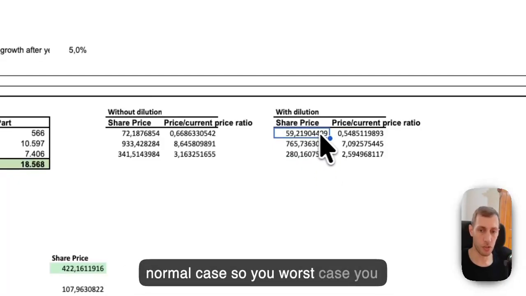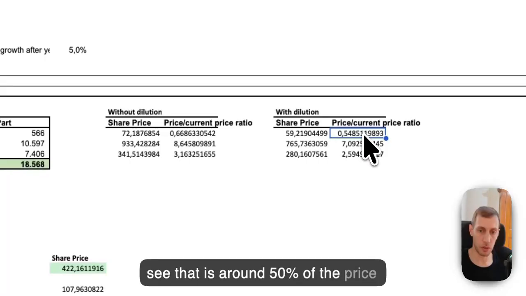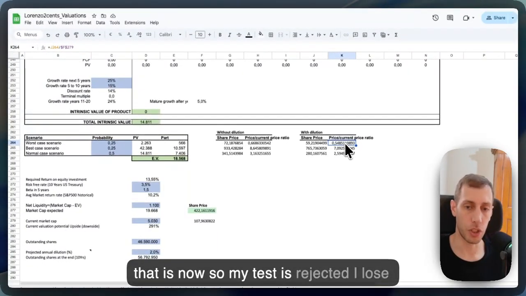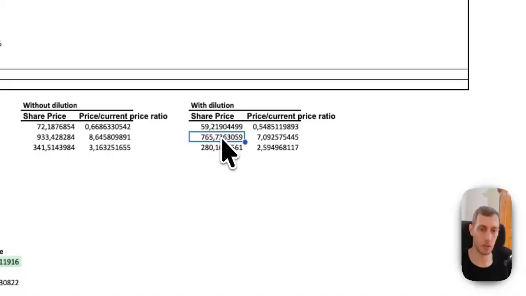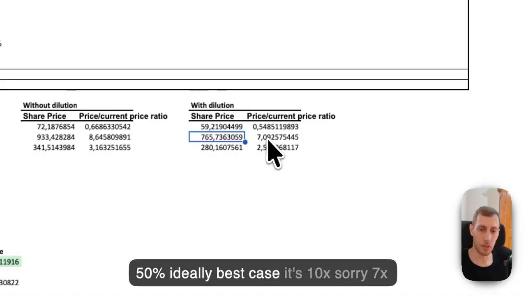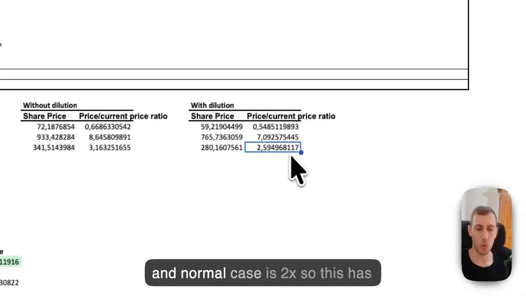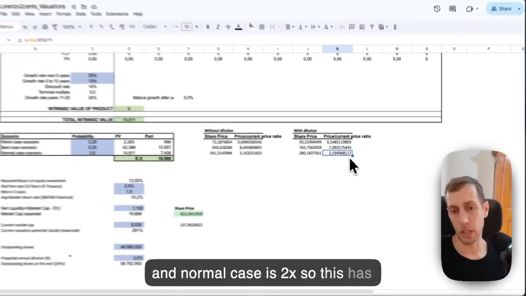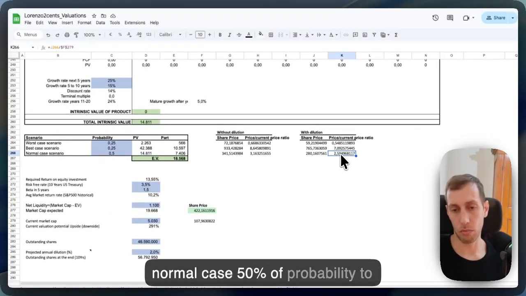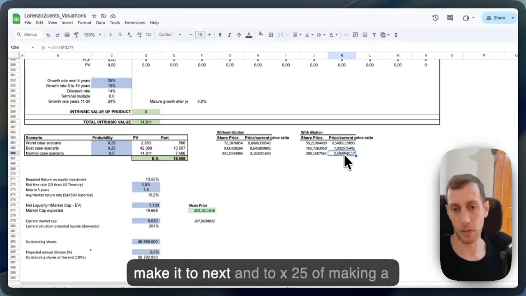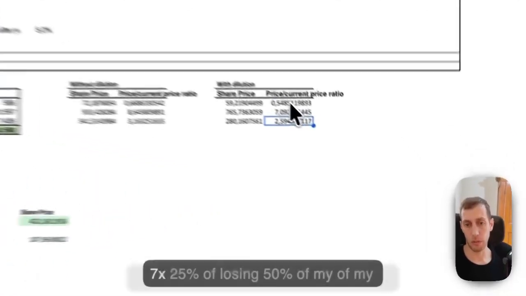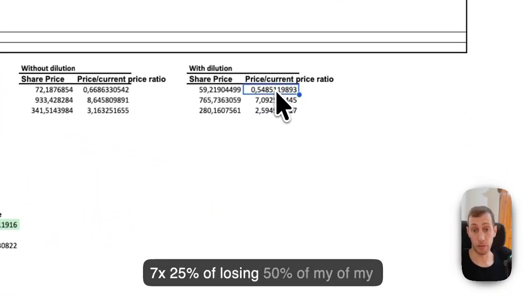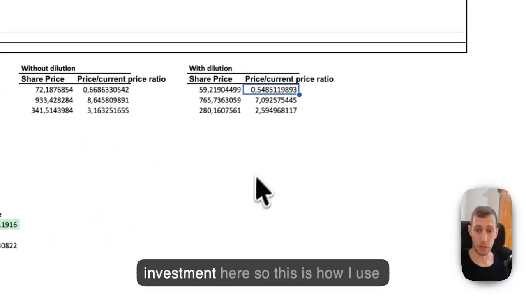So your worst case, you see that is around 50% of the price that is now. So my thesis is rejected. I lose 50%. Ideally, best case it's 7x, and normal case is 2x. This has normal case 50% of probability to make a 2x, 25% of making a 7x, 25% of losing 50% of my investment here. So this is how I use this.